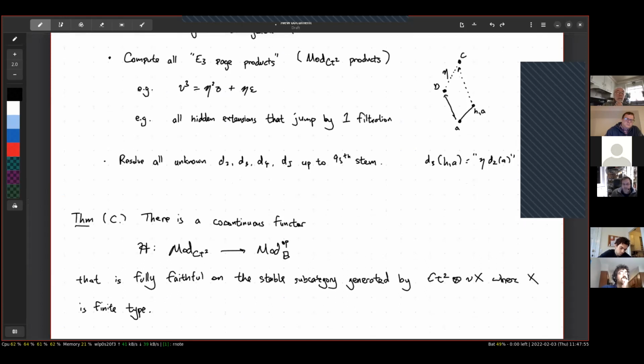So this finite type condition is sort of necessary because the left-hand side is about homology, whereas the right-hand side is based on cohomology, and cohomology in general only works well if you are finite type.